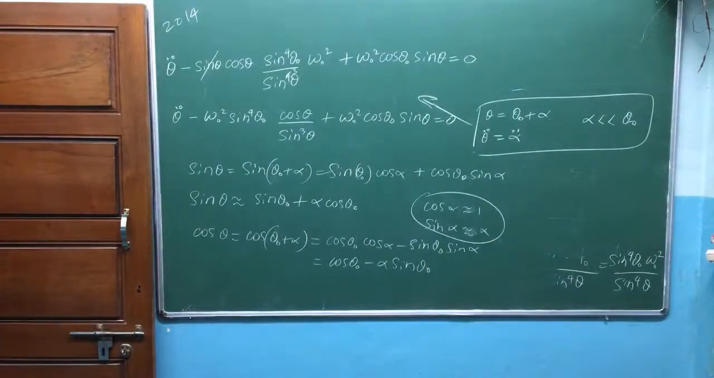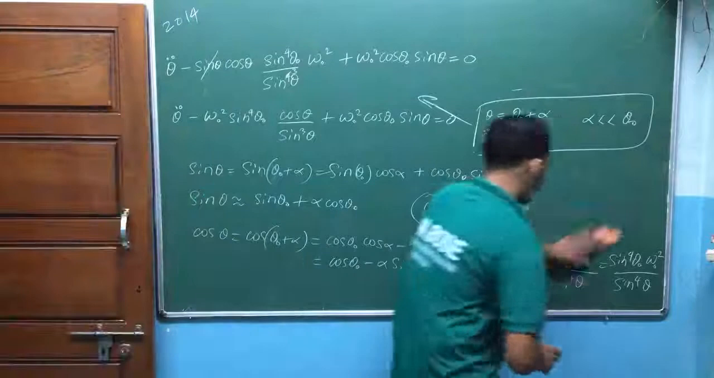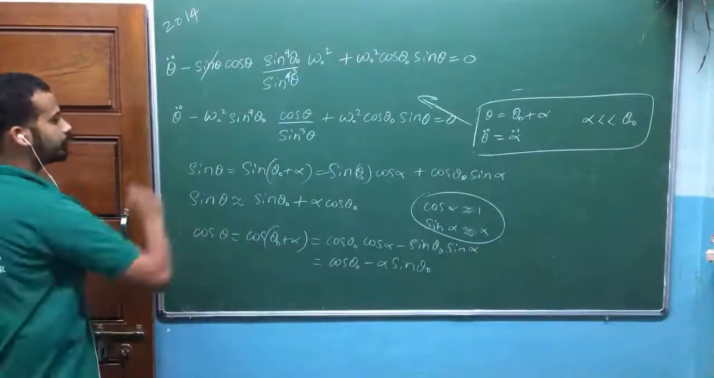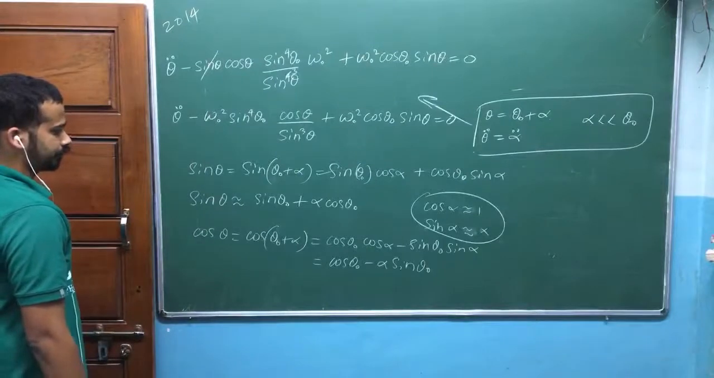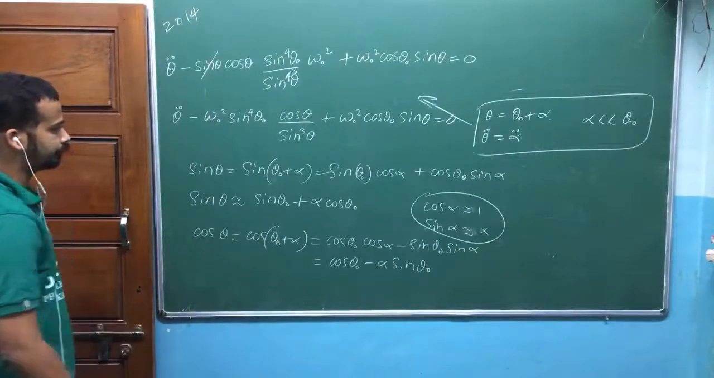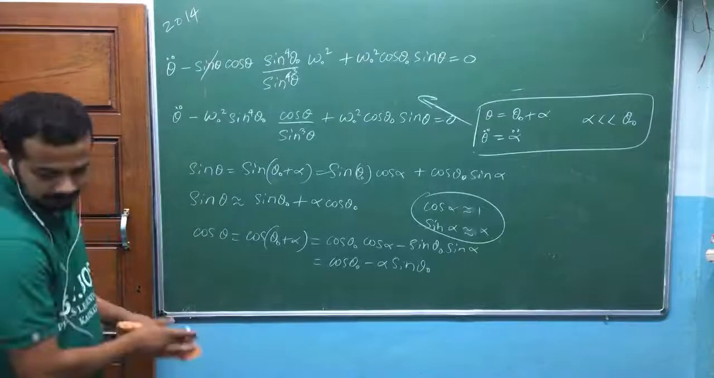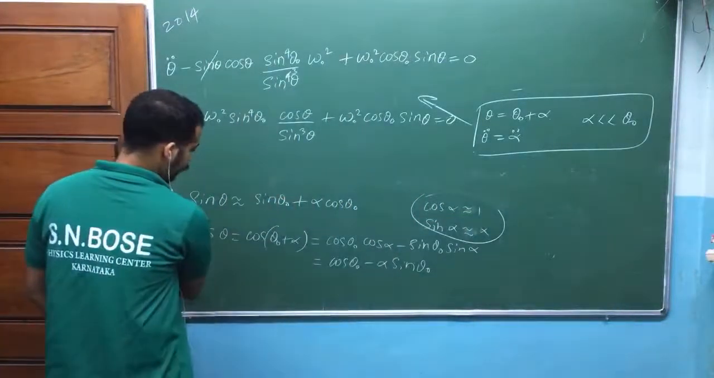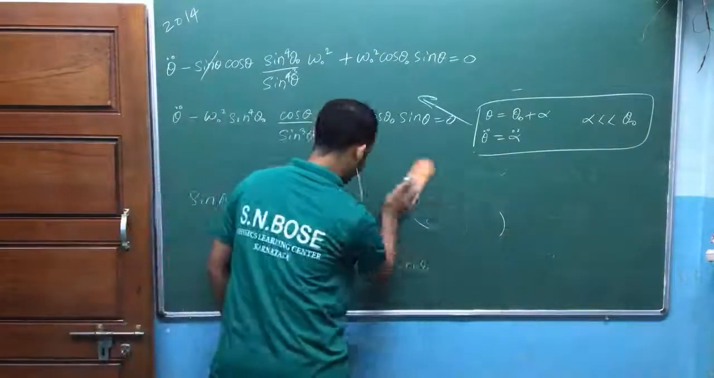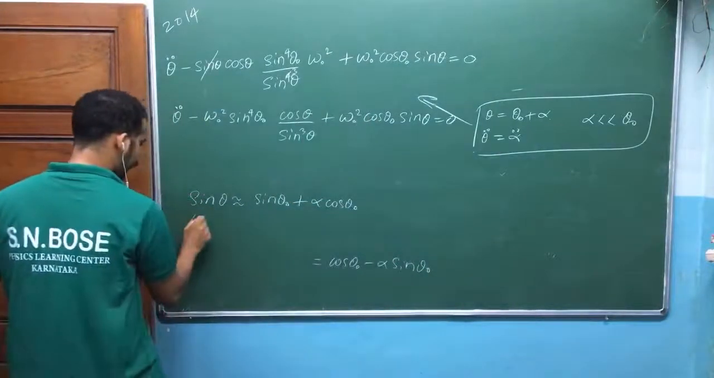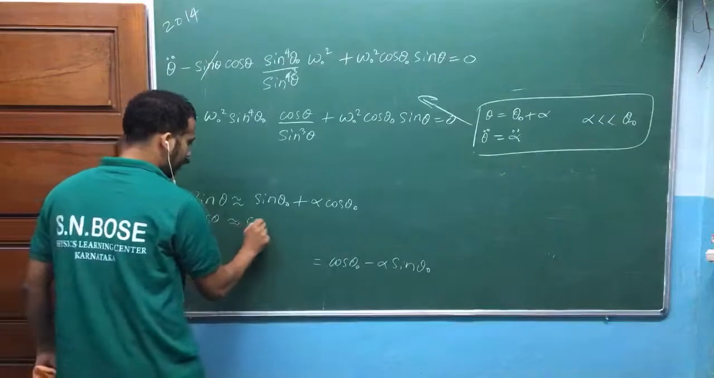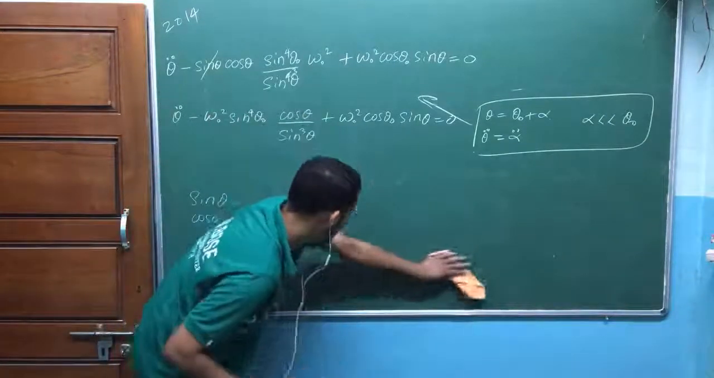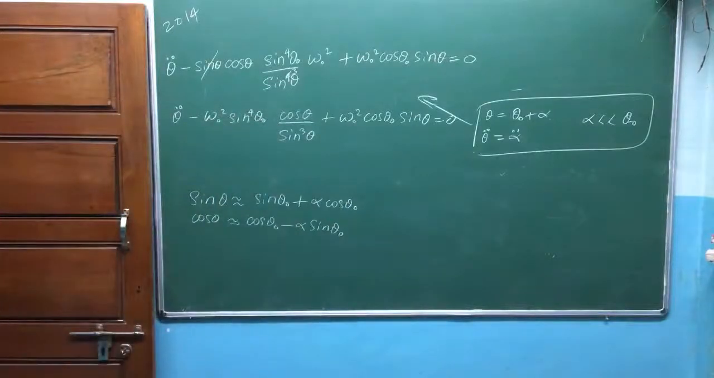Quite a lengthy mathematical step, but somehow we shall sustain and try to solve, okay? Now I have to substitute these two here. Cos theta is nearly equal to cos theta naught minus alpha sin theta naught. I should substitute these two.